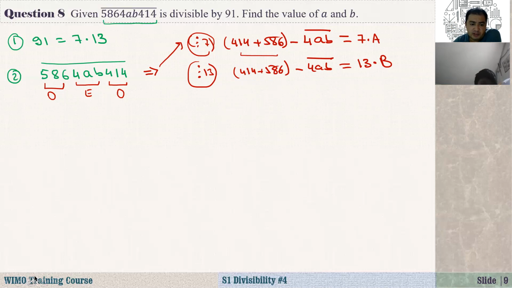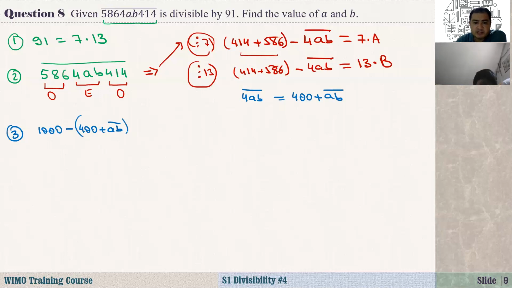And another observation from here, let me just write this. That is 1000. And this 4AB, right? It is a 3-digit number. It is 400 and something: 400, A tens, B units. So we can write it as 400 plus the two-digit number AB. Now if I just rewrite those things, 414 plus 586, that's equal to 1000 minus this 4AB, which I can write as 400 plus AB.